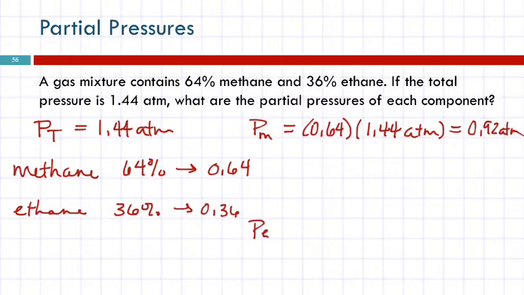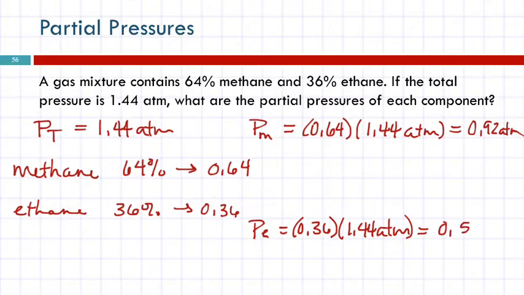The partial pressure of ethane would equal its fractional composition, 0.36, again times the total pressure, 0.36 times 1.44. That rounds to 0.5. What the heck did I do? No, that's okay. Never mind. I was thinking it needed to add up to 1, and it wasn't. It needs to add up to 1.44. 0.52 atmospheres. Any questions?